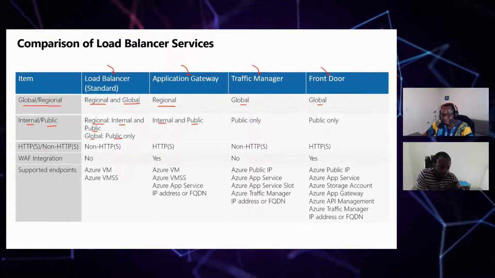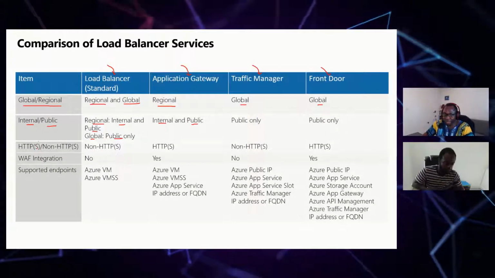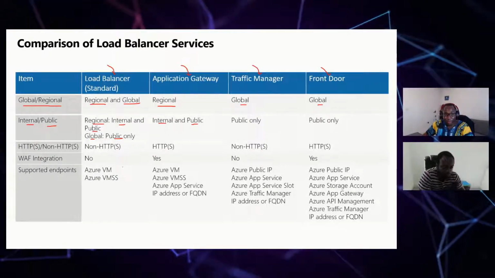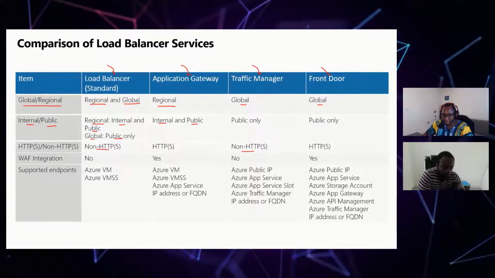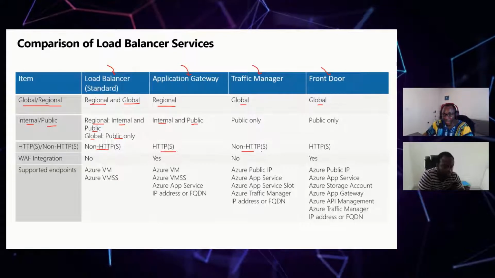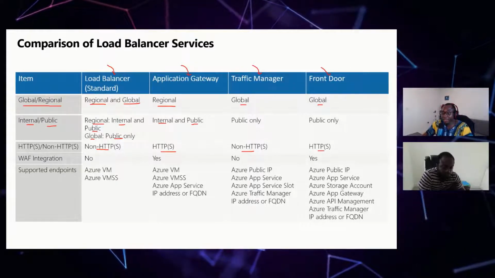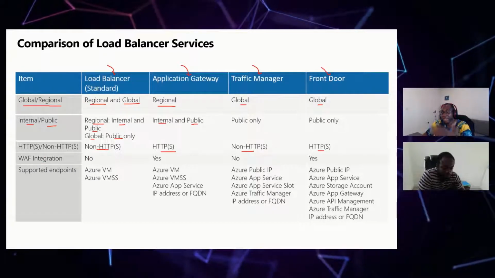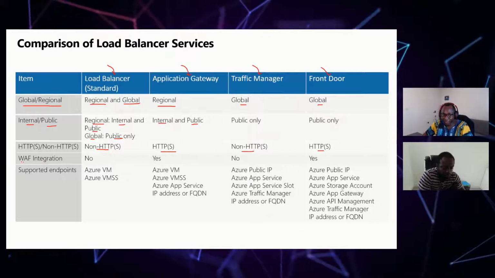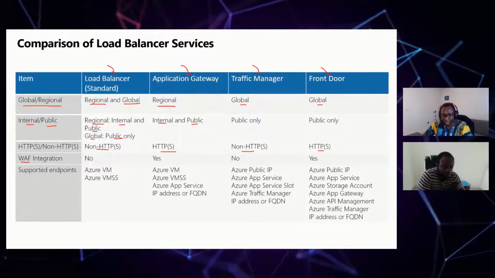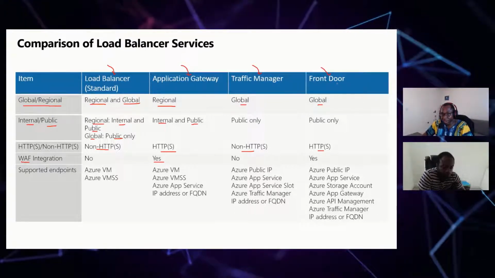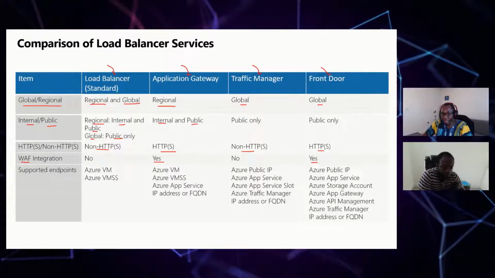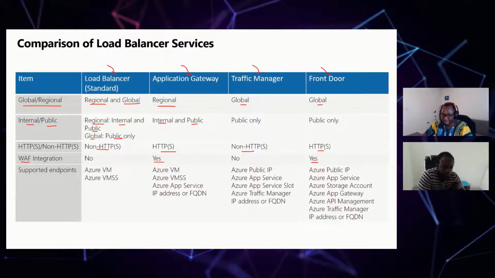In terms of whether they accept HTTP traffic or non-HTTP traffic, both Load Balancer Standard and Traffic Manager accept non-HTTP traffic. Both Application Gateway and Front Door accept HTTP only traffic. But because of that, you have special HTTP capabilities like web application firewall. Because Application Gateway accepts only HTTP traffic, you can use it as a web application firewall. Because Front Door accepts only HTTP traffic, you can use it as a web application firewall also.